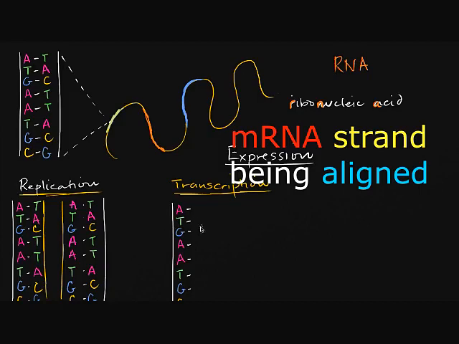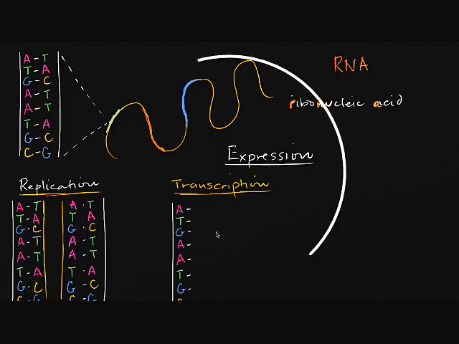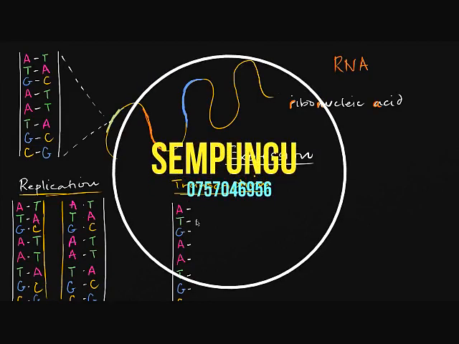So in simple terms, what are we going to talk about in transcription? We're going to talk about binding of the RNA polymerase with the promoter site of the gene. That is the beginning part of the gene. Then from there, the RNA polymerase begins arranging the nucleotides following the template of DNA. That is the unzipped DNA.